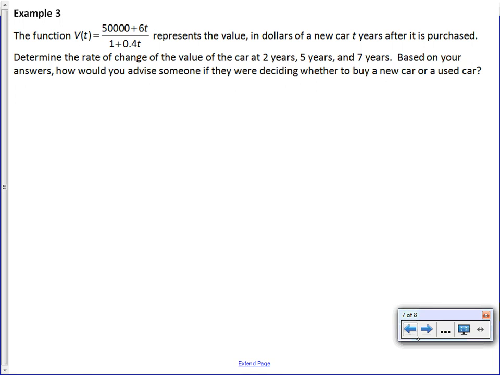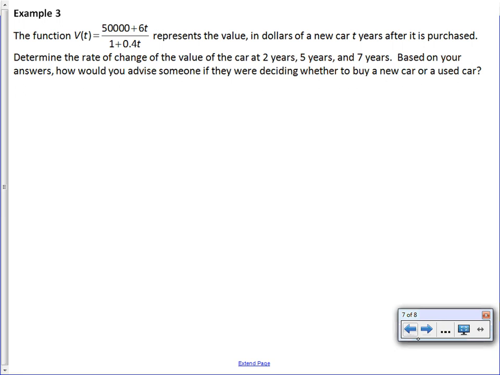And, okay, so this last question, I'll be honest with you, not on task because it's real life, but just to complete our notes and just to realize the fact that these types of functions do model real life scenarios. Okay, guys? The function v at t equals (50,000 plus 60t) all over (1 plus 0.4t) represents the value in dollars of a new car t years after it is purchased. Determine the rate of change of the value of the car at 2 years, 5 years, and 7 years. Based on your answers, how would you advise someone if they were deciding whether to buy a new car or a used car?